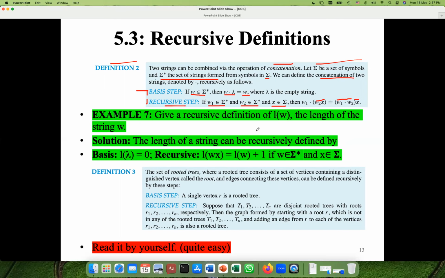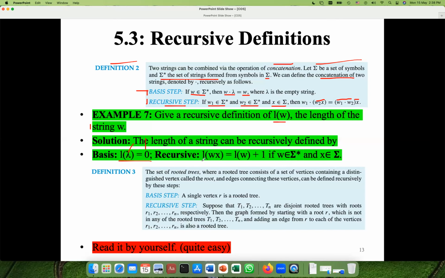For example, here, give a recursive definition for the length of a word. The length of this W means word or string. For this, we are considering strings and characters, so the basis step would always be lambda. And what is the length of the empty string? Zero. The empty string has zero characters, but it is part of the set, so it has length 0.